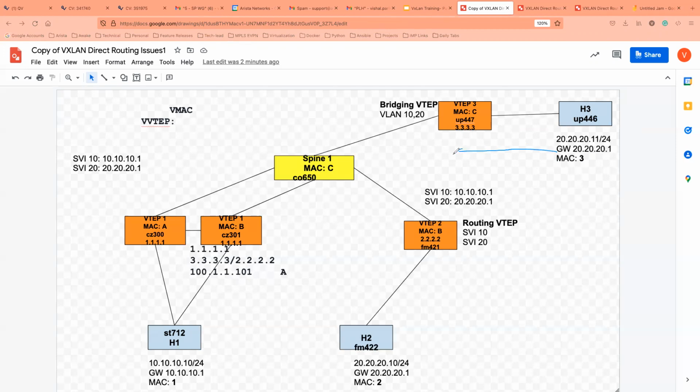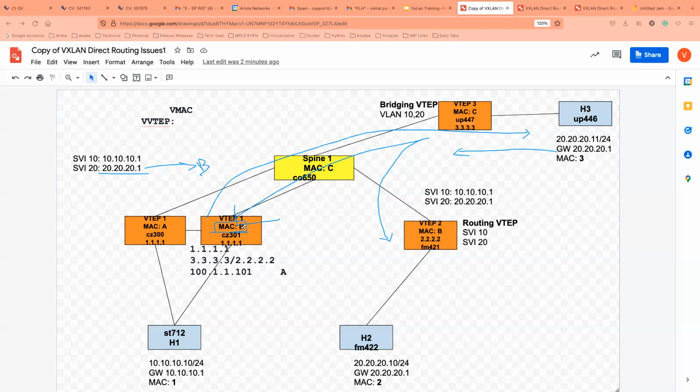Okay. So it will flood the ARP request to VTEP 1 and VTEP 2, right? Now what will happen? It will reach both the VTEPs and both of them will be replying to it. So this VTEP will reply back with the MAC associated with this gateway. The VMAC, yeah, but right now we have not configured VMAC. So let's say MAC B here. This VTEP will reply back with its own physical MAC.